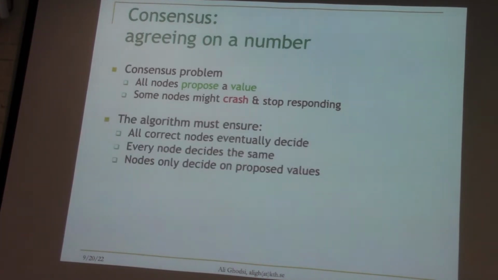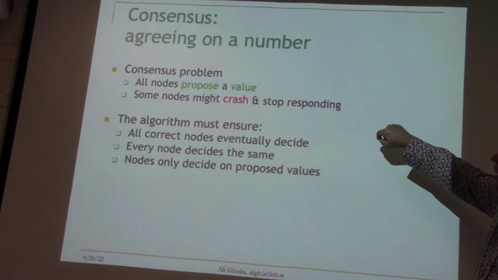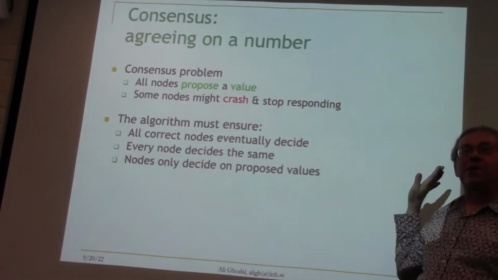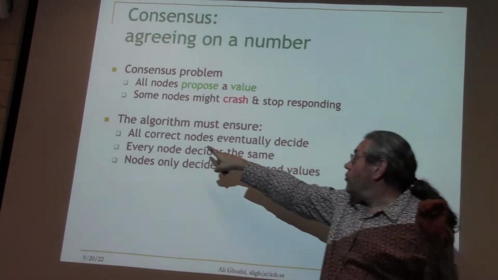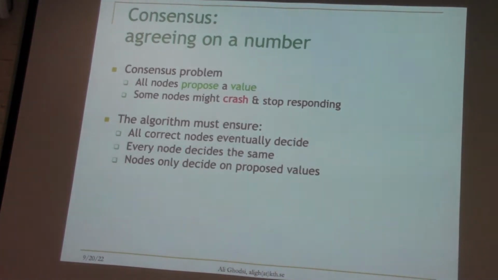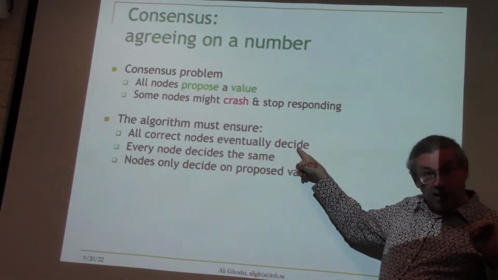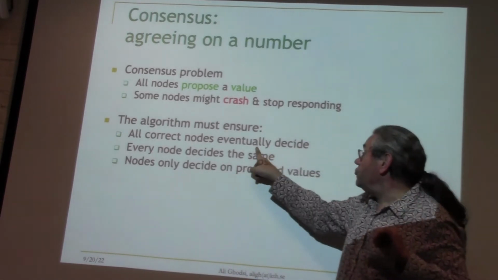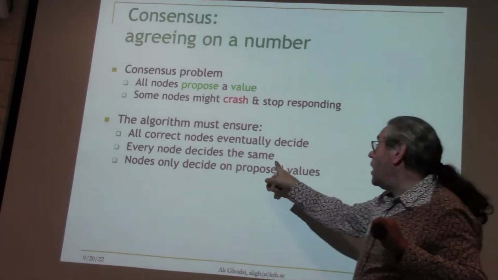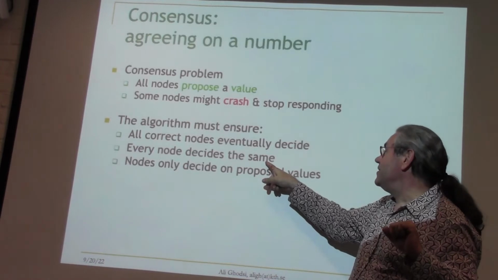Okay? So what does it mean? Well, there's three formal properties. Some of the nodes crash. Well, if the node crashes, we don't care about that node anymore. So the node that does not crash is called a correct node. So some of them don't crash. All the correct nodes must eventually decide. They must pick a value. Eventually means in finite time. They all must decide the same value, of course. Otherwise, it's not a consensus.